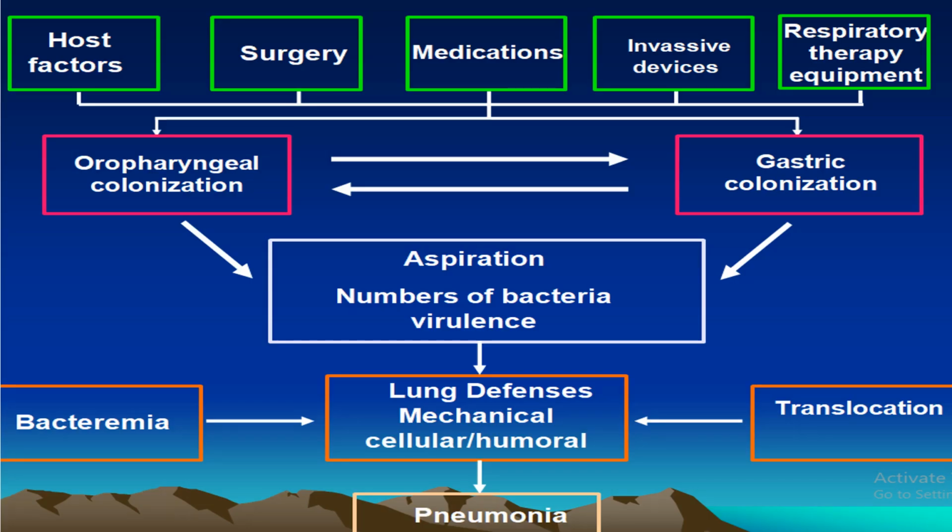A variety of factors are responsible for ventilator pneumonia. One is the host factors, then surgery, then medications, then invasive devices, and respiratory equipment. All four factors lead to oropharyngeal colonization and gastric colonization. The effect of this colonization is aspiration of the organisms, and depending upon the number of bacteria and the virulence, the lung defenses are compromised, whether cellular, humoral or mechanical, and because of the organism's translocation from other sites and bacteremia, they are further aggravated, leading to pneumonia.